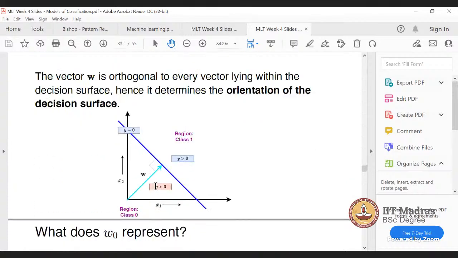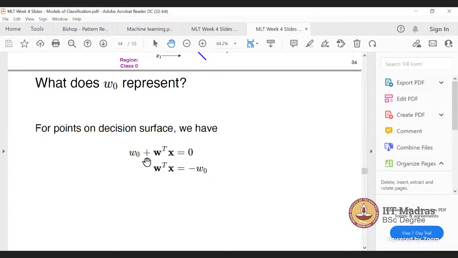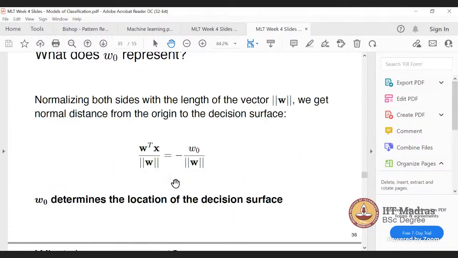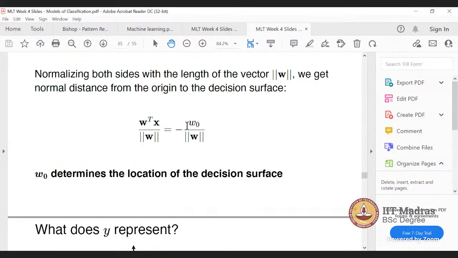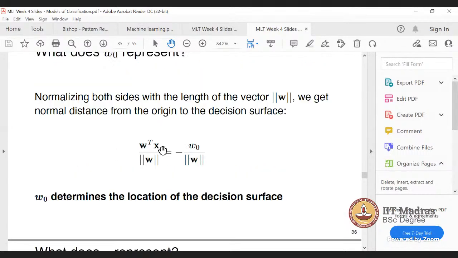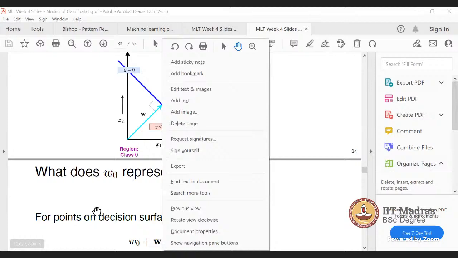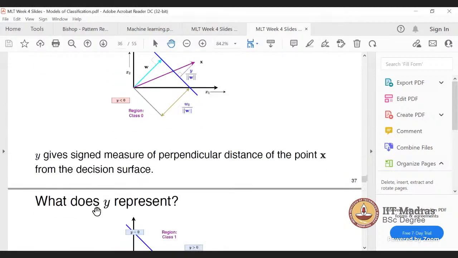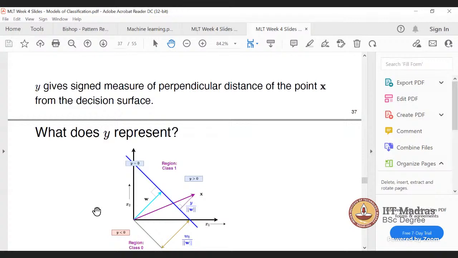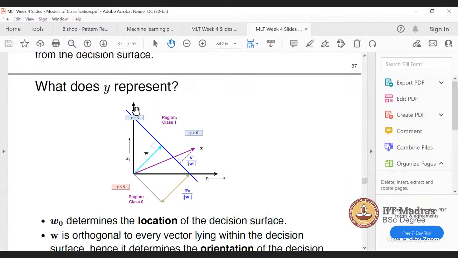And what does w naught represent? We chose a point from the decision surface, and from there we came to this expression. From there, we can see that w naught is nothing but the normal distance from the origin to that hyperplane. So the w vector represents the orientation, and w naught, which we call the bias, represents the normal distance of the hyperplane from the origin. Let's say for this setup, this is your hyperplane, that is a line. So w represents the orientation of this line, and w naught is going to be the normal distance from the origin up to that hyperplane.